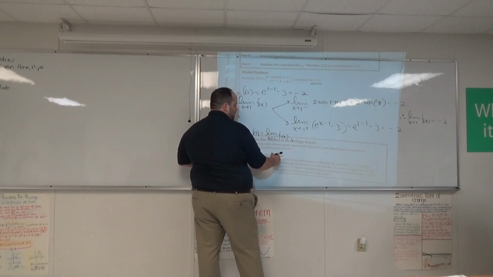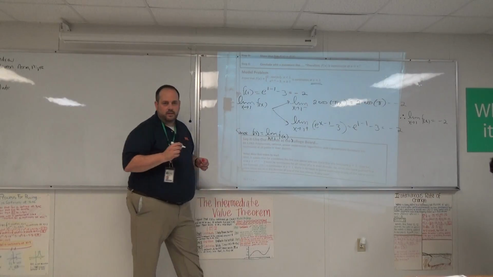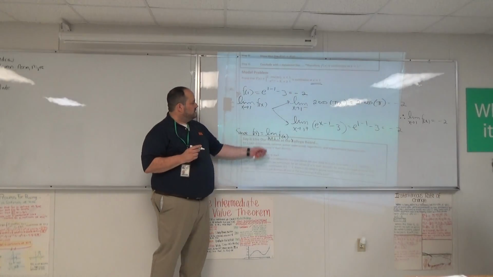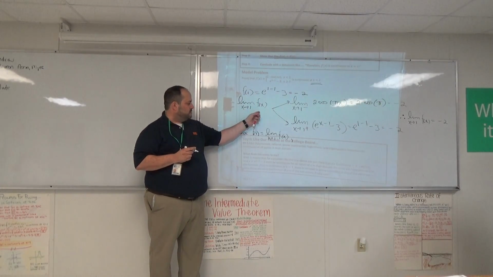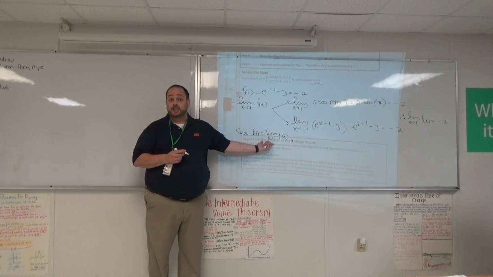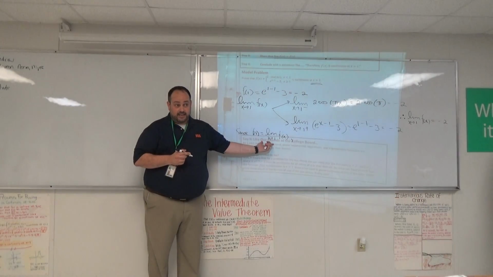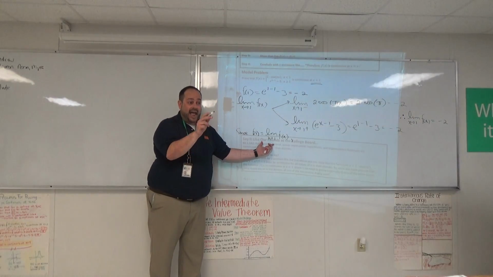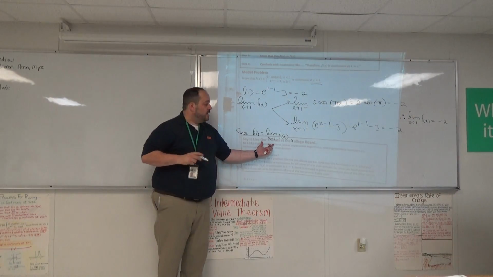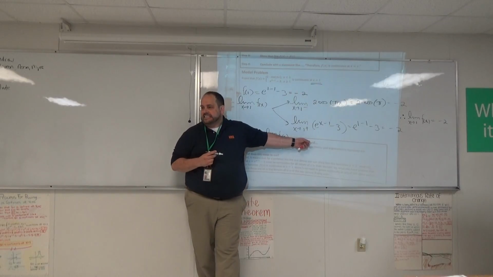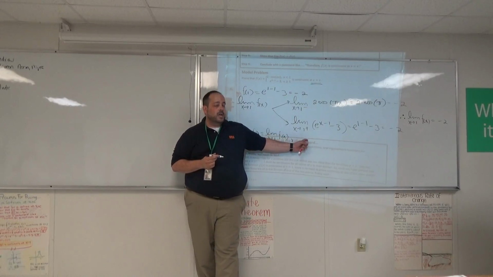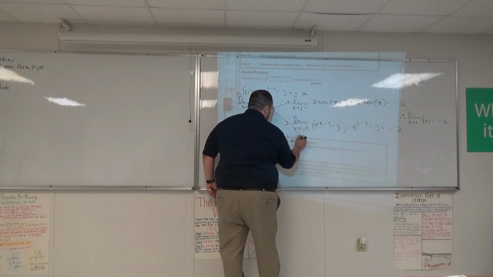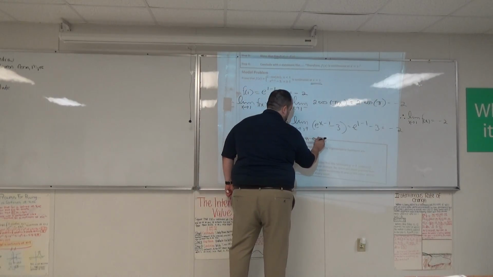F of x is continuous. Okay, since f of 1 and the limit as x approaches 1 are equal to each other, the conclusion? f of x is continuous at x equals 1. Do not write it is continuous. I don't know what it is. Don't write f of x is continuous.